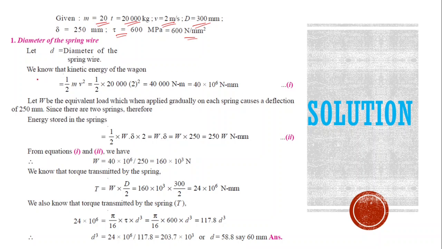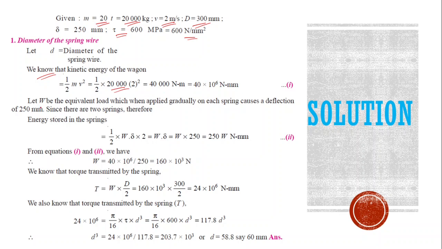Then first we have to calculate the kinetic energy of the wagon. That's equal to half mv square. Here the mass of the rail wagon is given, and v, small letter v, velocity of the wagon is also given. Then that's equal to 40,000 Newton meter, or 40 into 10 raised to 6 Newton mm.